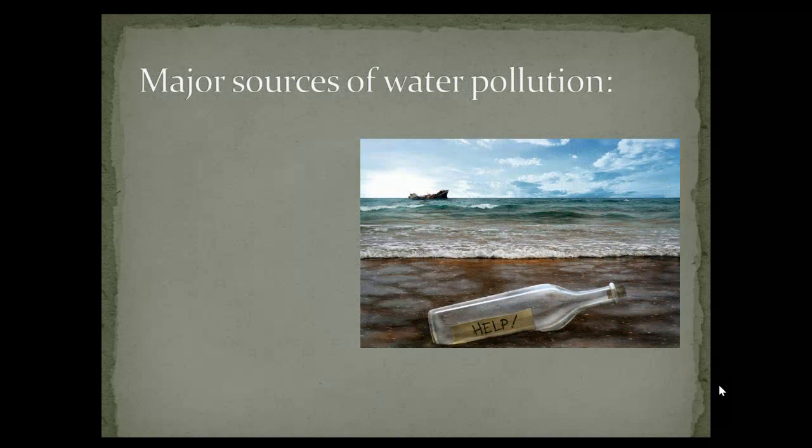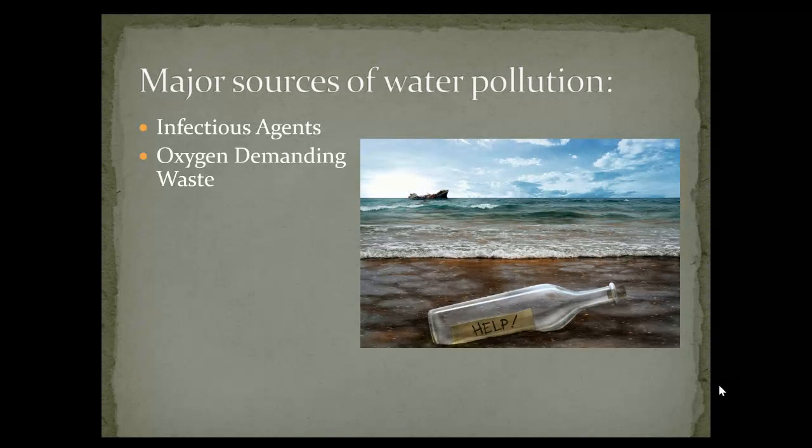So what are our sources of water pollution? There are infectious agents. So those are things that make people sick, and we're going to talk about those in a moment. Oxygen demanding waste, we will look at that as well. Plant nutrients, we'll also look at that. Those are fertilizers, could also come from sewage, either animal waste or human sewage.